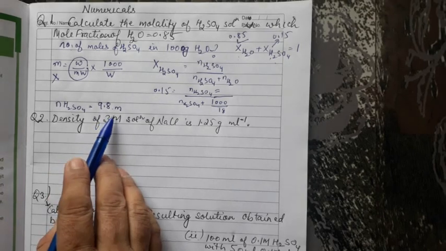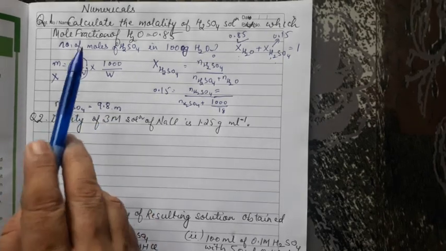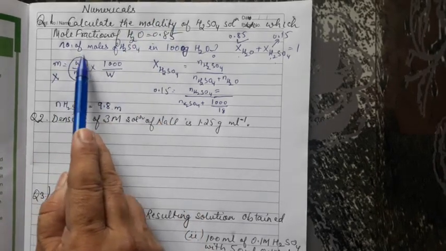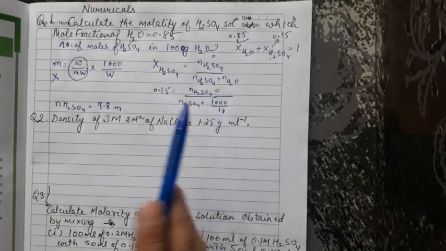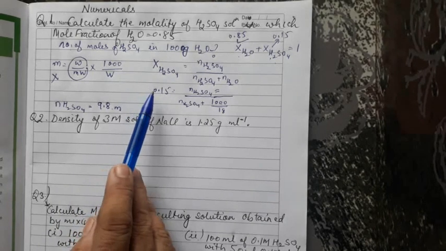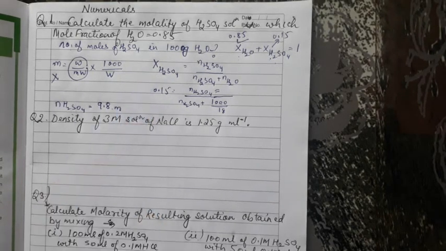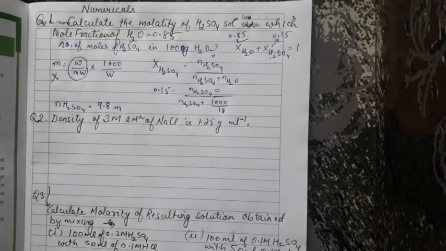Okay, why it is molality? I hope it is clear. We were asked to calculate number of moles in 1000 grams. So number of moles in 1000 gram of water we have solved. So you will be using simple mole fraction formula and solving this. Okay. Now read the next question, children.